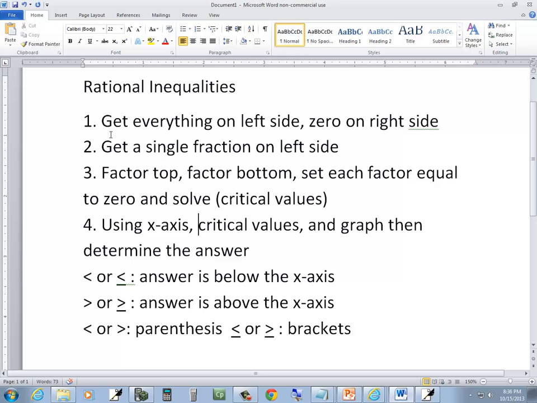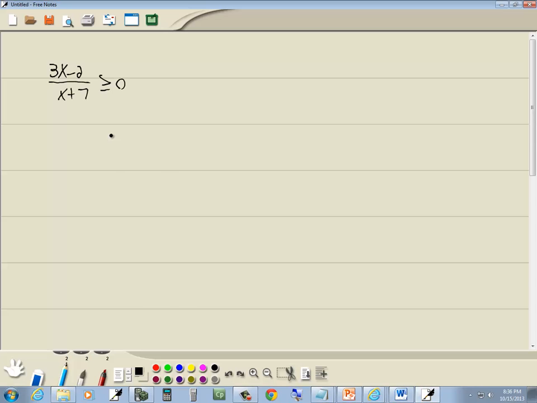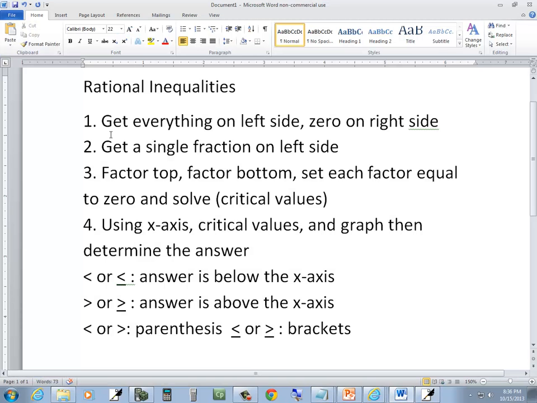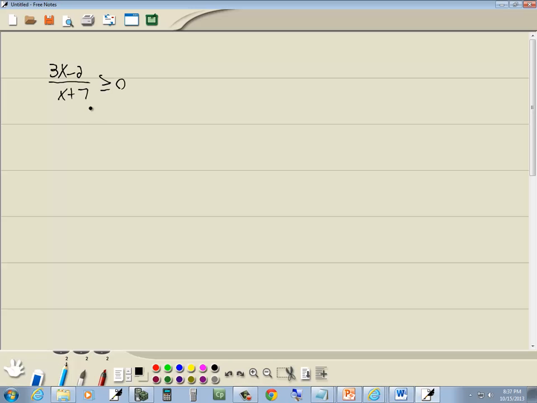Step 3, factor the top, factor the bottom. That part is done. Now the second half of that says set each factor equal to 0 and solve. Those are our critical values. So we'll set 3x - 2 equal to 0, and we'll set x + 7 equal to 0.